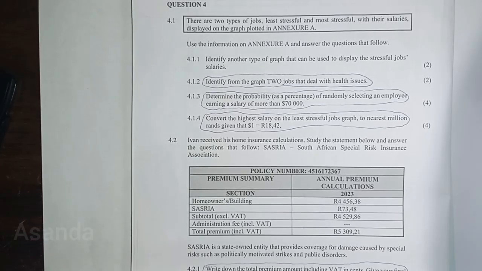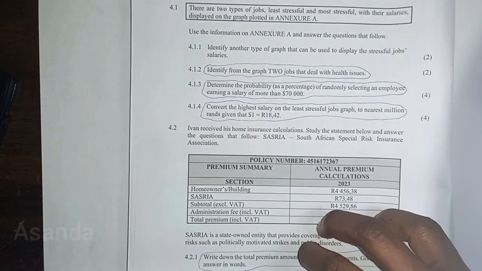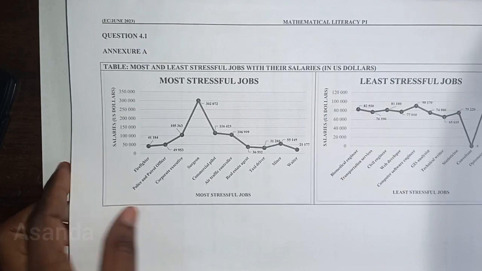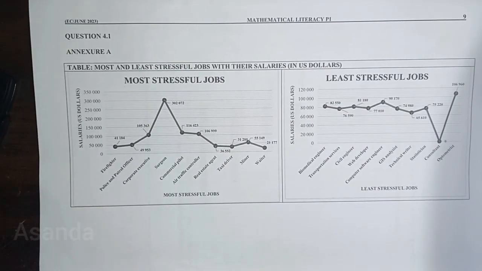Let's look at question 4. Let's look at question 4 from the Eastern Cape. There are two types of jobs: least stressful and most stressful, with their salaries displayed on the graph plotted in Annexure A. Use the information on Annexure A to answer the questions that follow. Immediately, let's go to Annexure A. Very good. There is our Annexure A.